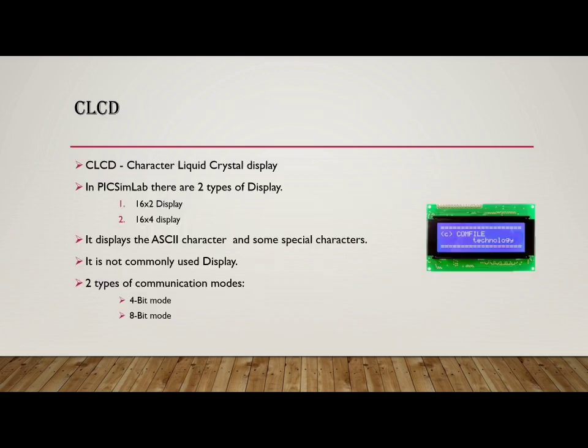CLCD. CLCD means character liquid crystal display. In the lab, there are two types of displays: 16x2 display and 16x4 display. It displays ASCII characters and some special characters. It is not commonly used as a display because it is more costly compared to other displays, and it consists of some peripherals and two types of communication modes: 4-bit mode and 8-bit mode.